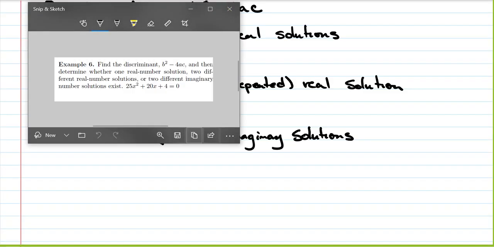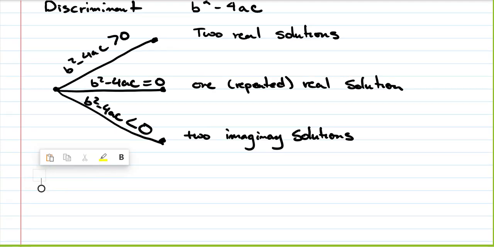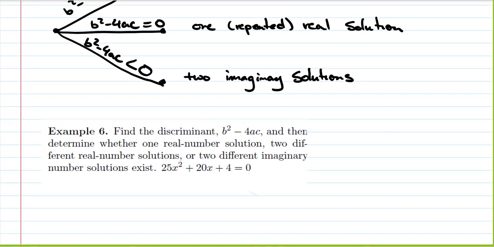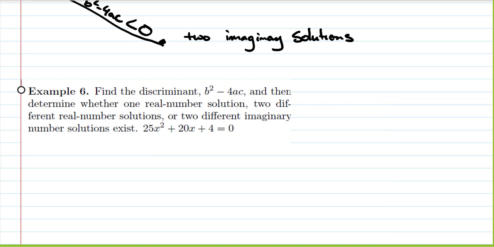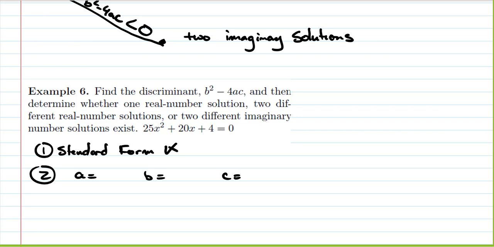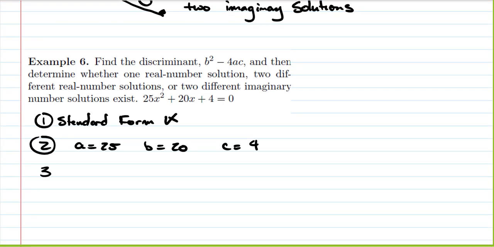So if we take a look at example number 6, we want to find the discriminant, so b squared minus 4ac, and then determine whether we have one real numbered solution, two different real numbered solutions, or two different imaginary solutions. So we need to identify our a, b, and c, so we need standard form. And once again, it's in standard form, we're done, and then 2, we need to identify a, b, and c. So our a is 25, our b is 20, and our c is 4. And now we calculate b squared minus 4ac.